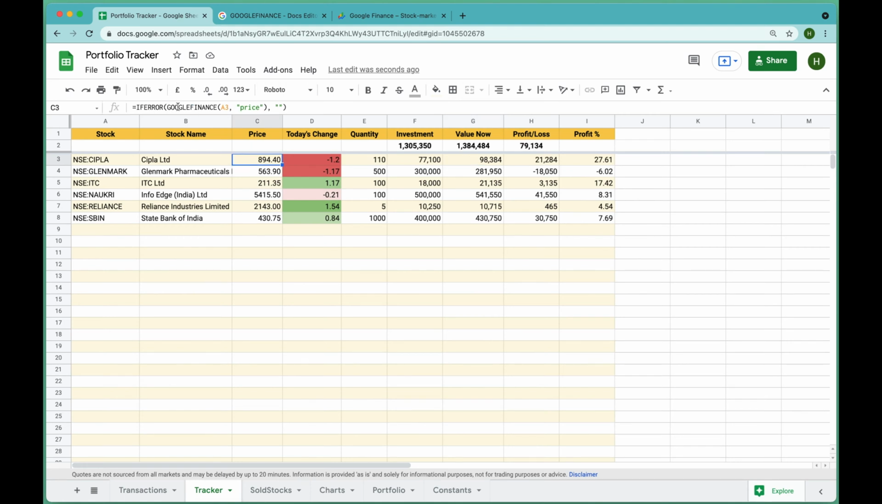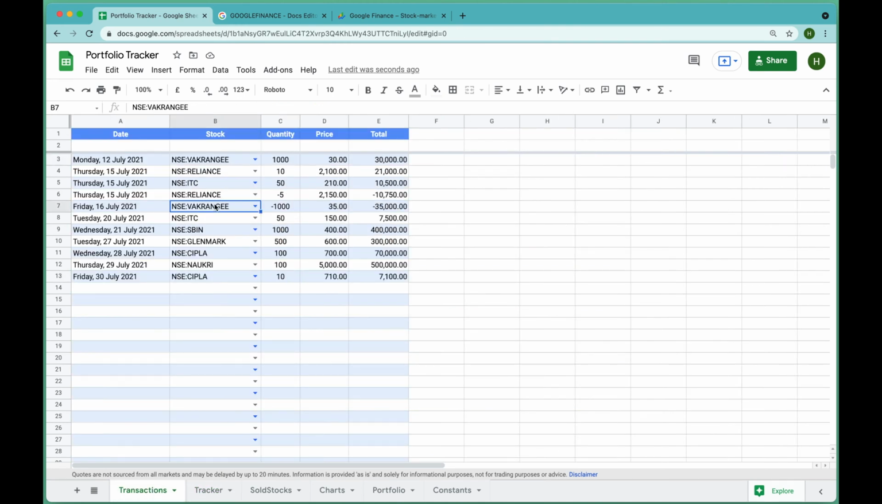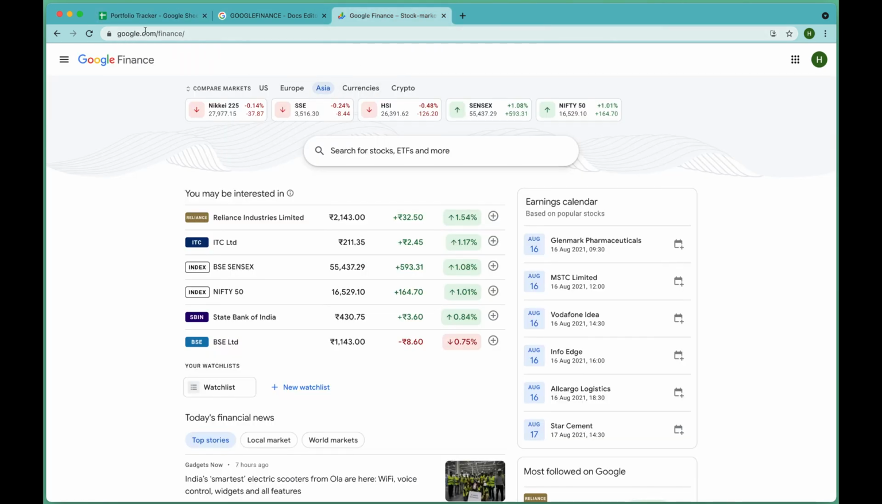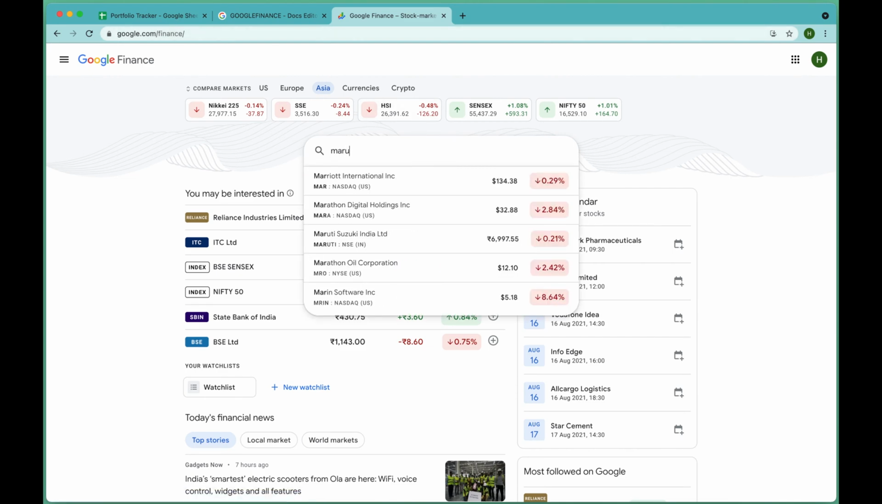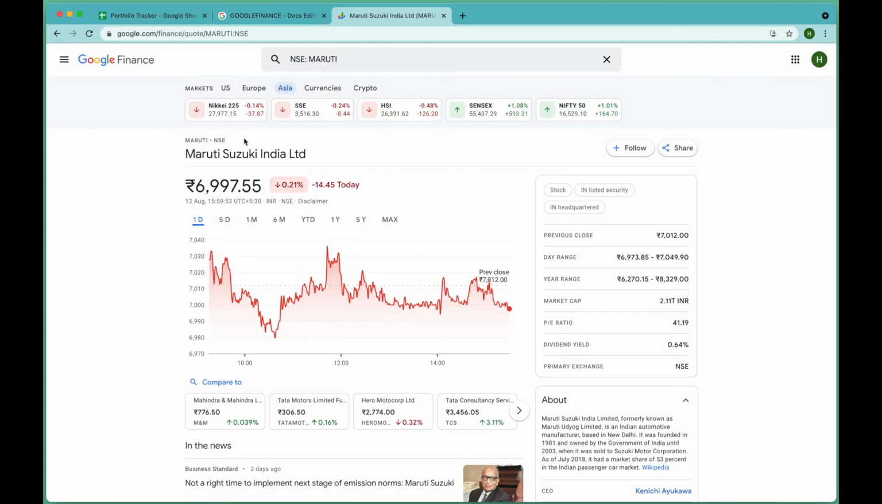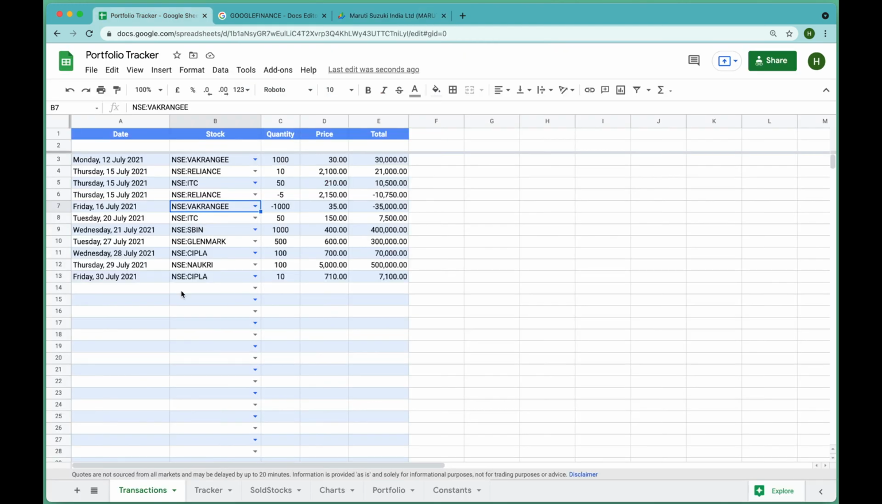The current price is automatically fetched from Google Finance using the Google Finance function. The function takes the script code and the price as a parameter. The script code that we need to enter can be searched from Google Finance. You can go to google.com/finance, and from here if we search for any stock, say Maruti Suzuki, this is basically the code that we need to use. We'll just add the Maruti Suzuki stock here.